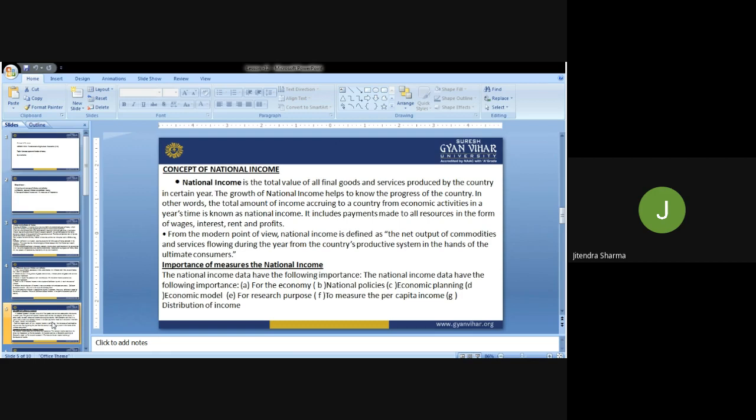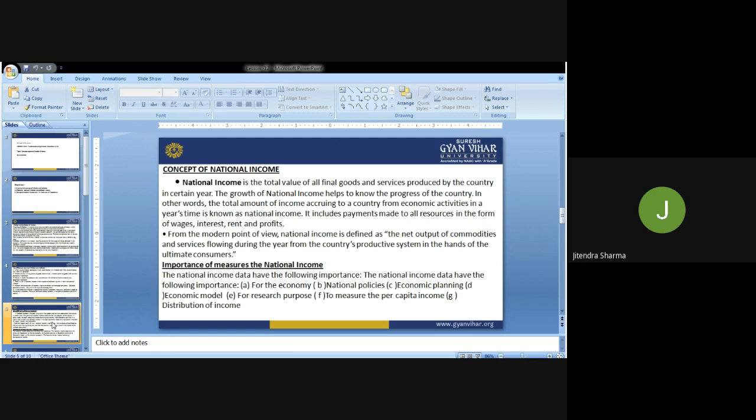In other words, the total amount of income accruing to a country from economic activity in a year's time is known as national income. It includes payments made to all resources in the form of wages, interest, rent, and profits. All these components are incorporated in the national income. From the modern point of view, national income is defined as the net output of commodities and services flowing during the year. It means whatever activities are conducted by the country as a whole for producing and consuming commodities and services during the year from the country's productive system, in the hand of the ultimate consumer, we call the national income.